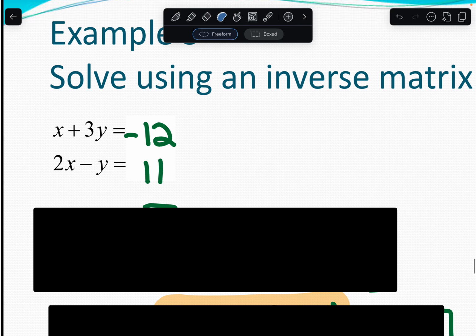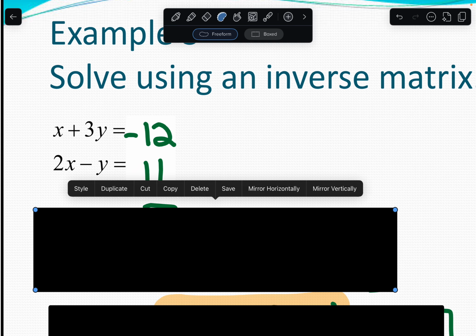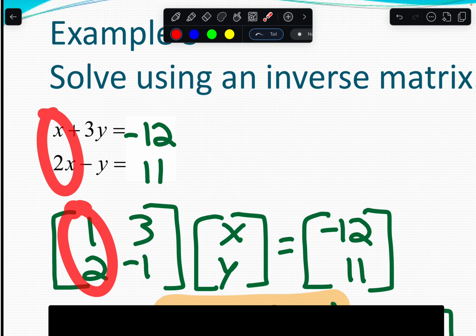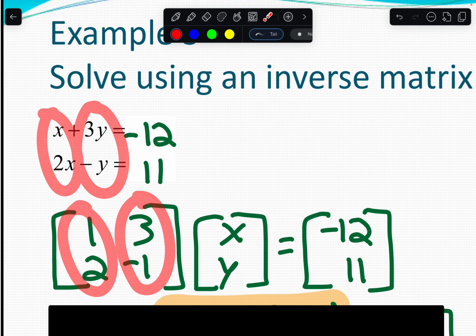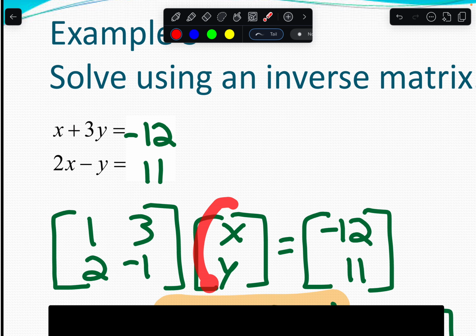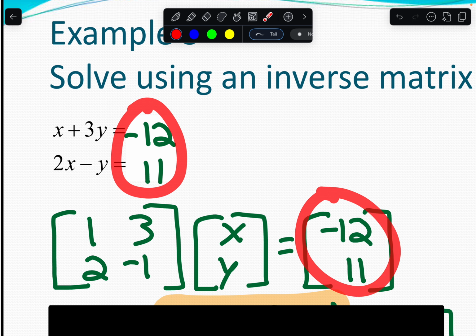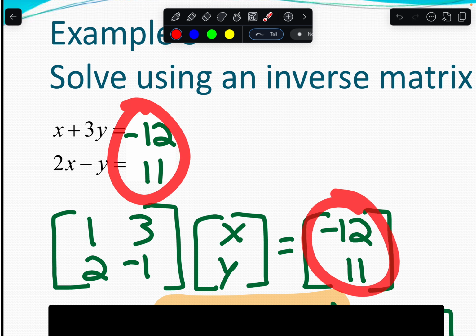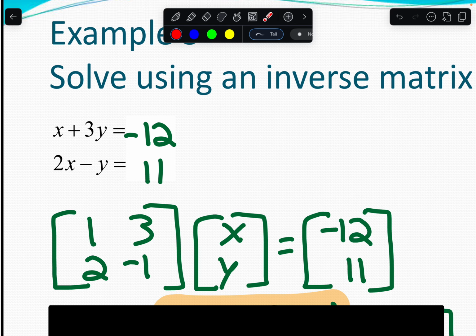The first thing you're going to do is break up this system into 3 matrices. You have a matrix that is the coefficients, and again, this has to be lined up: x's in the first column, y's in the second column. Then you have a variable matrix, and then you have the equation matrix, whatever numbers you have on the other side, okay?